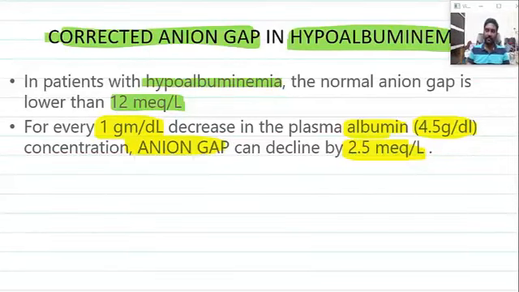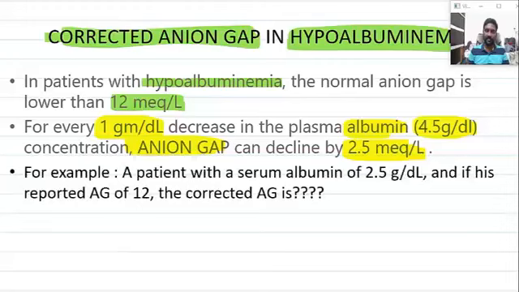Now let us see how this relation is clinically relevant and how a question can be asked. There was a patient, for example, with some liver disease or nephrotic syndrome. His serum albumin was 2.5 gram per deciliter, and when I calculated his anion gap, it was 12. So they'll ask you, what is the corrected anion gap in this patient?